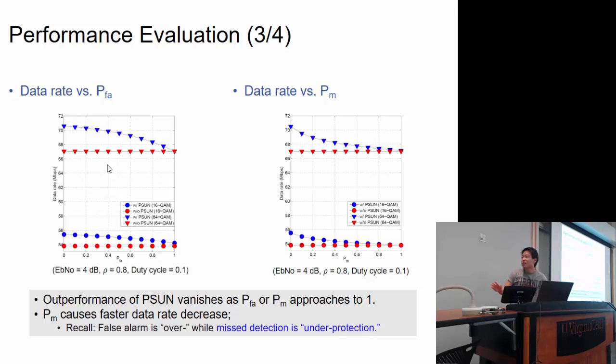It might not be a major thing, but you can see that according to false alarm, the performance decreases in this way, kind of slower. But with misdetection, it decreases faster. And the reason is that, like I said, false alarm is overprotection, and misdetection is underprotection. So that's why the more misdetection you have, the faster the performance decreases.